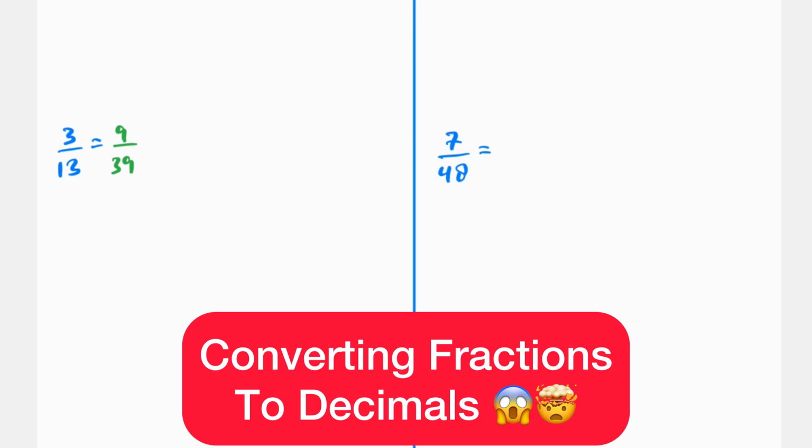We multiply both the numerator and the denominator by 3 to get 9 over 39. And then we know that the next number after 3 is 4. We divide this numerator by 4. So 0 point. Then 9 divided by 4 is 4 times 2 is 8. We have a remainder 1.